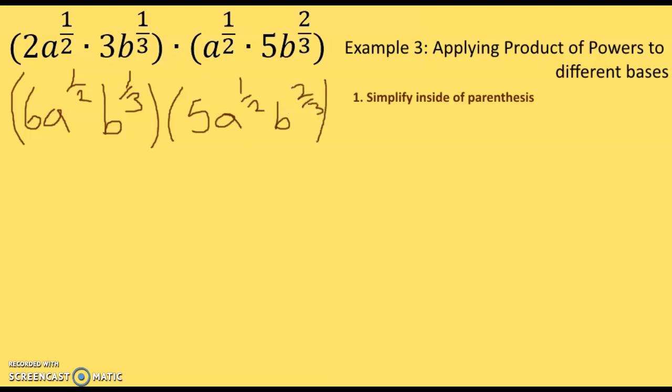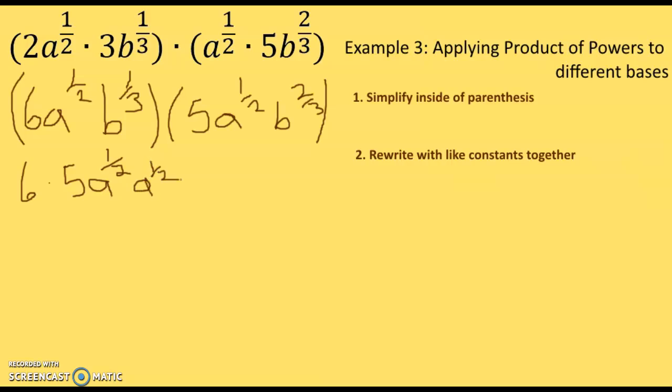Okay, the next thing you want to do is put the like bases together. So rewrite it, writing the a's together, the b's together, the constants together. So we're going to have 6 times 5 times a to the 1/2 power times a to the 1/2 power times b to the 1/3 power times b to the 2/3 power.